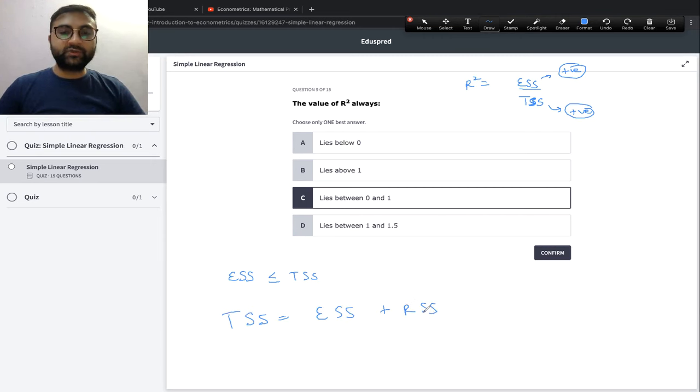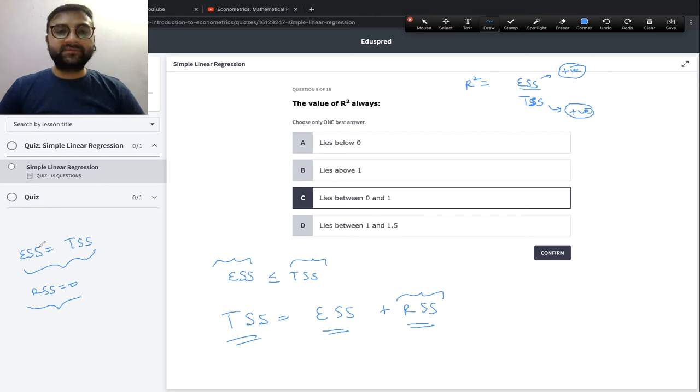The maximum value that we can have for r square is 1. And when will we attain the maximum value? The maximum value will be attained when ESS is equal to TSS. That means RSS is equal to 0. That would mean that you're able to explain everything. Generally speaking, you will never see this kind of thing happening because you will never be able to explain all of it. So if ESS becomes equal to TSS, then r square becomes 1. That's the highest value that r square can take.